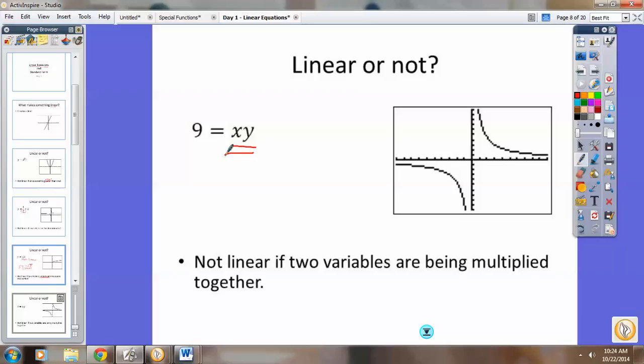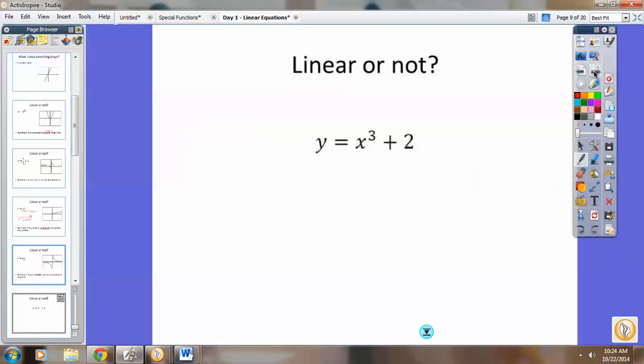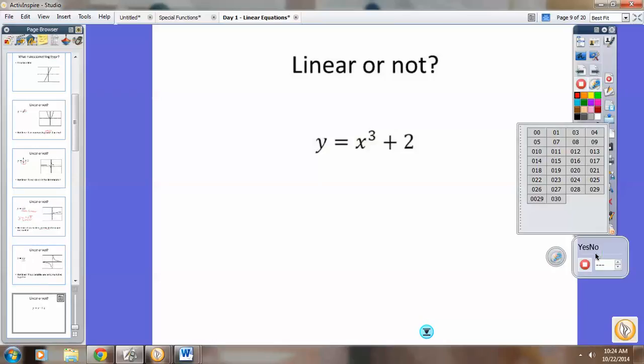What I'm going to do next is I'm going to give you an equation. There's no graph this time. And you're going to have to decide whether it is yes, linear, or no, not linear. Hang on. On your clicker it should say yes or no. Okay, so send in your answer.